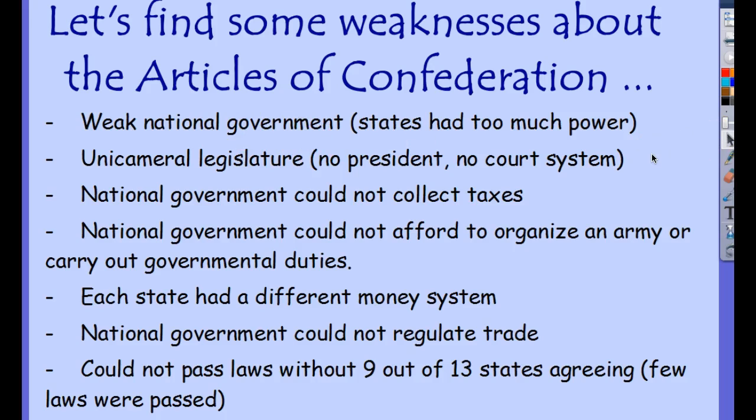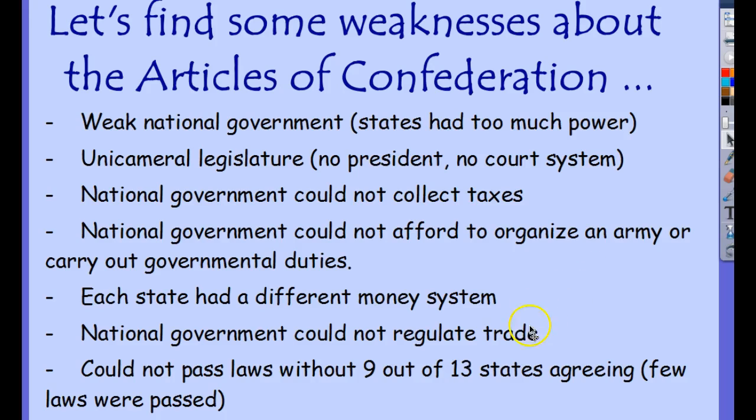Well, the national government, because they were so weak, couldn't collect taxes. Therefore, they couldn't provide services for our country. They could not afford to organize an army or basically carry out any government activities because we couldn't collect taxes, because taxes is what pays for all of this. It also set up the fact that each state had a different money system. Now this comes into play because you can't regulate trade between these states because their money systems don't go hand in hand. And basically it's just very hard to do that.